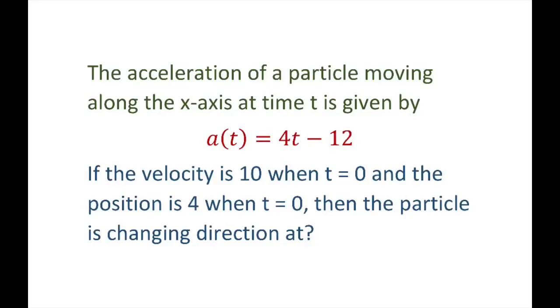Hi everyone. The acceleration of a particle moving along the x-axis at time t is given by this equation. And the problem's asking, if the velocity is 10 at time 0 and the position is 4 when t equals 0, then the particle is changing direction at what point?